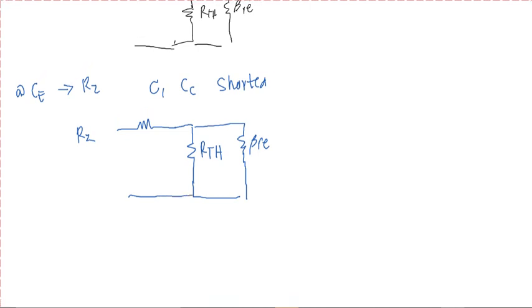So for our R2, looking here, automatically our endpoint is here. So we have to consider that our R2 will be equal to, starting from this point, we have RS. So RS parallel to RTH, then plus beta RE. So this is now our formula for your R2.